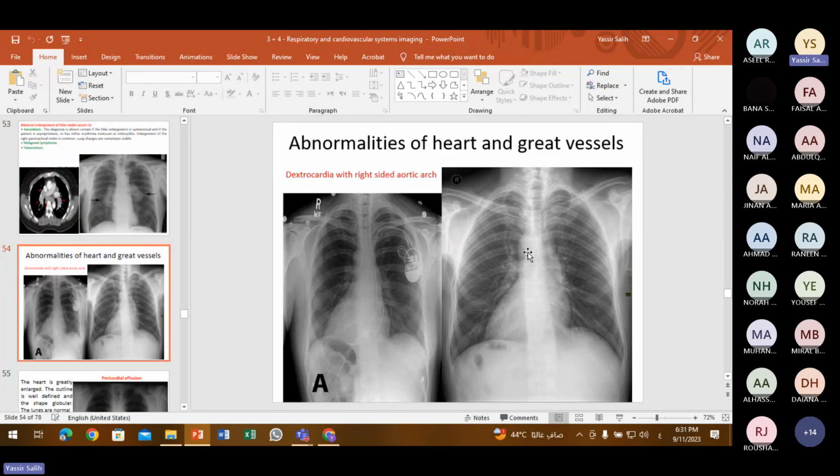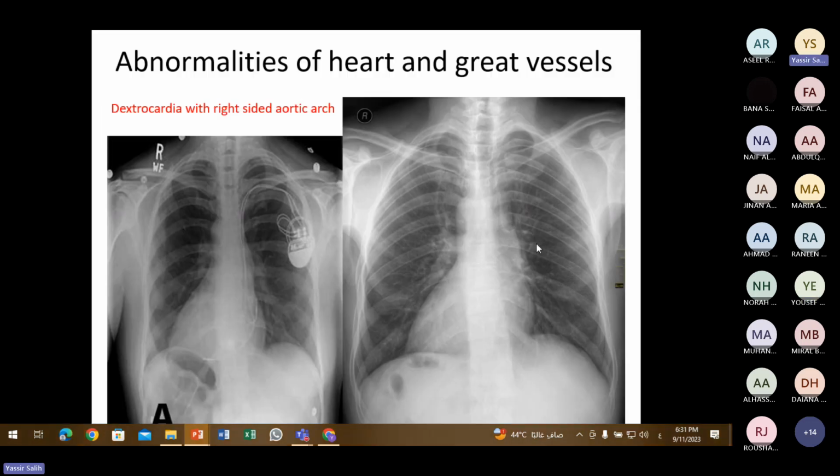Right, there, this is a very easy image. What striking abnormality do you see in this one? Heart on the opposite side. Yes, the heart is on the opposite side. What is this condition called? When the heart is deviated to the other side, this is called what?